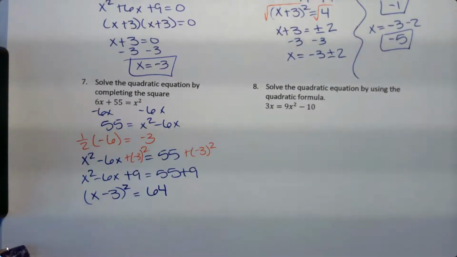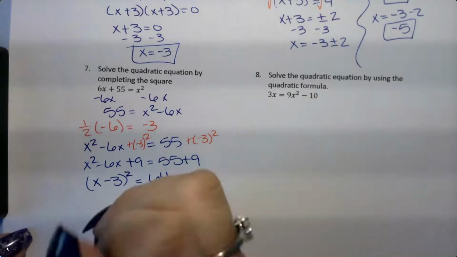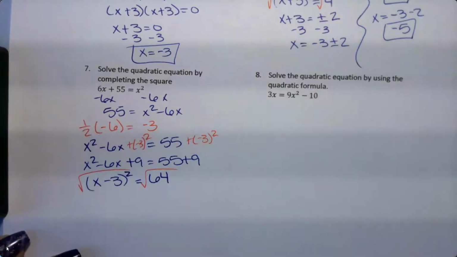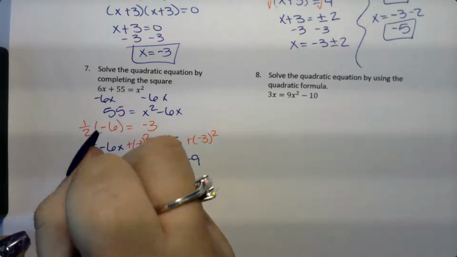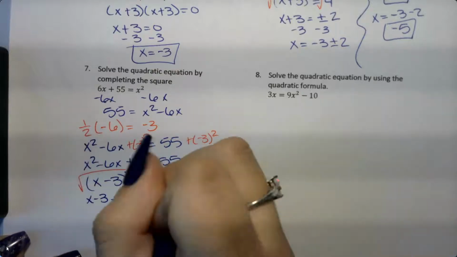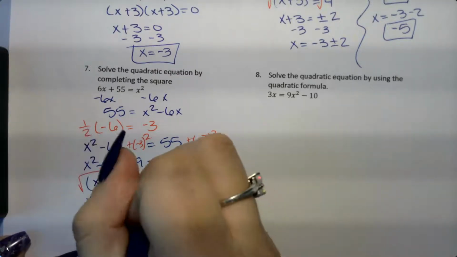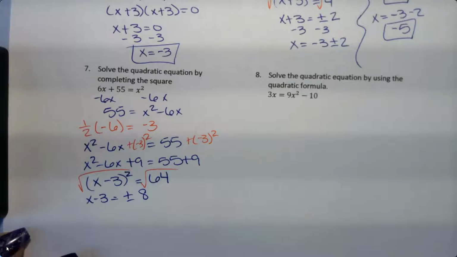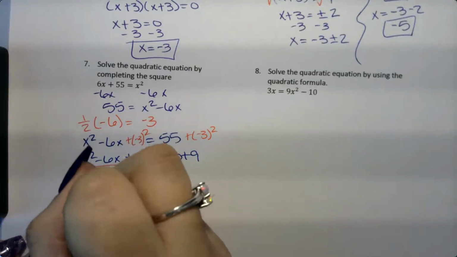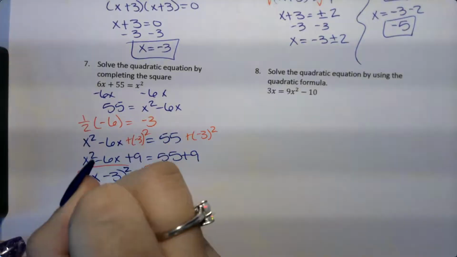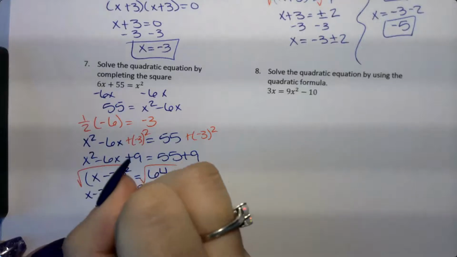Then I want to use the square root method to solve. So I take the square root on both sides. That will get me x minus 3 on the left, and then plus or minus the square root of 64, which is a nice one, so I get 8. Then I want to go ahead and add 3 to both sides. So I get x equals 3 plus or minus 8.